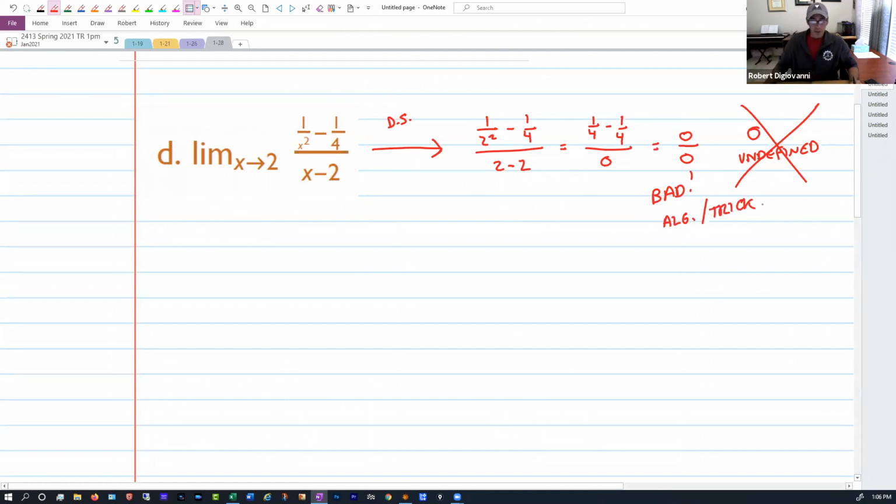So the key thing to understand is that what's causing the issue is the fact that we can't divide by 0. So it's this 0 down here that's causing the problem, which means that this x minus 2 is causing the problem. So our goal is to try and get rid of the x minus 2 by canceling it somehow. We need to figure out a way to cancel it out.